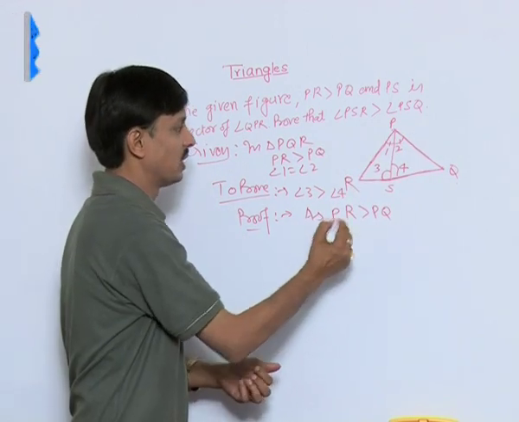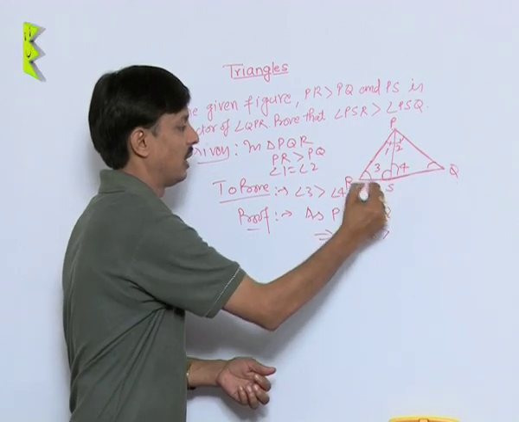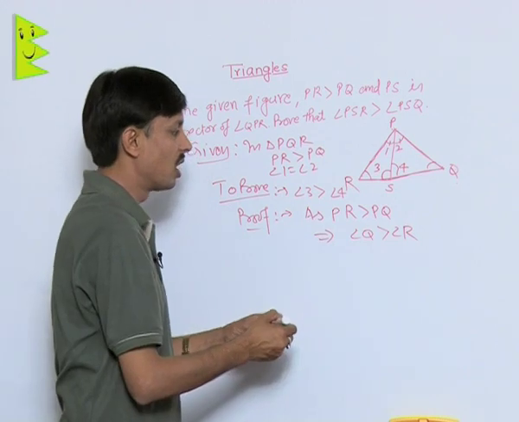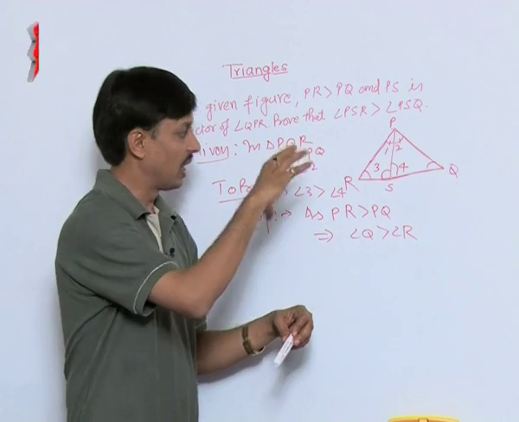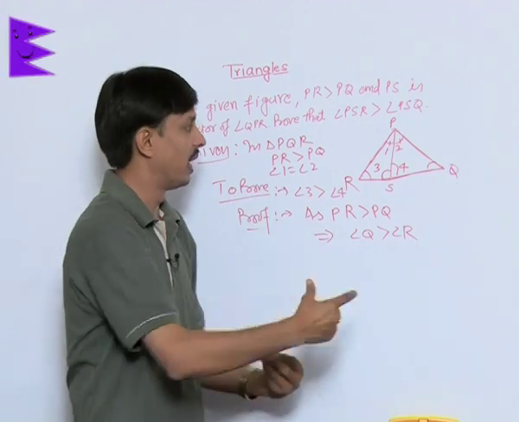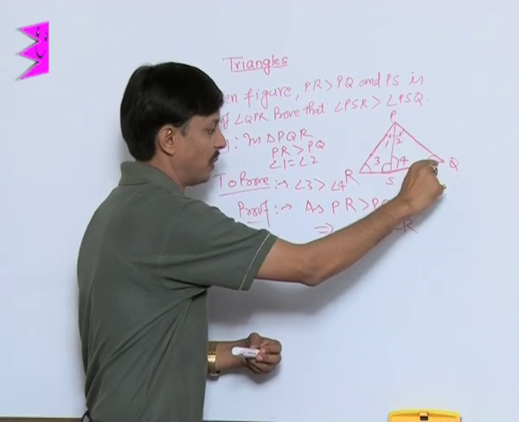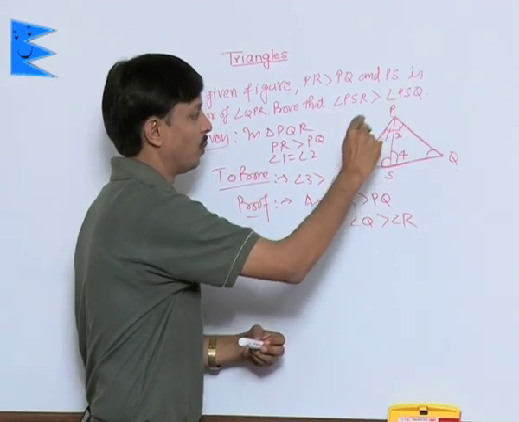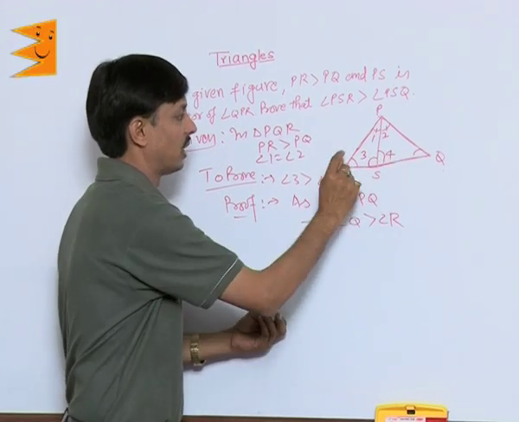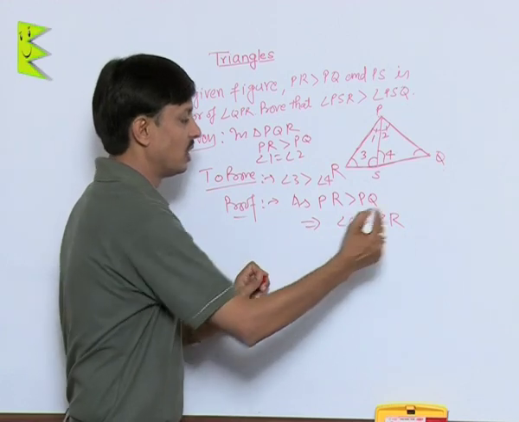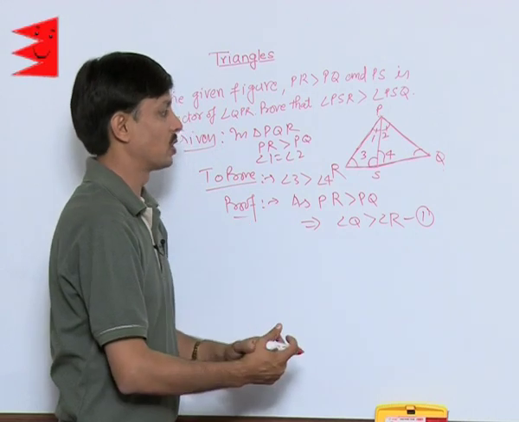So what implies this? That angle Q is greater than angle R, because if in a triangle one side is longer, then the angle opposite to it has to be greater. As PR is greater than PQ, the angle opposite to PR is angle Q, and the angle opposite to PQ is angle R. So I can say angle Q is greater than angle R. This is one of the conclusions drawn from the figure that was given.